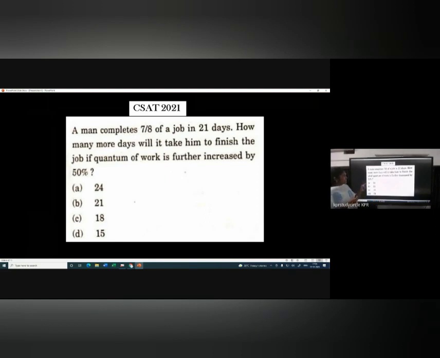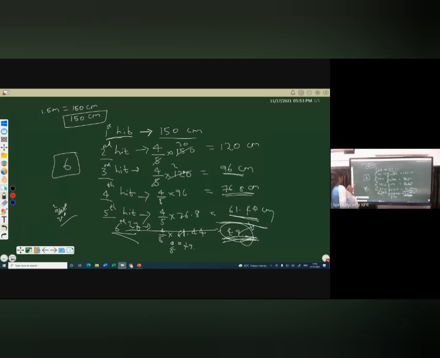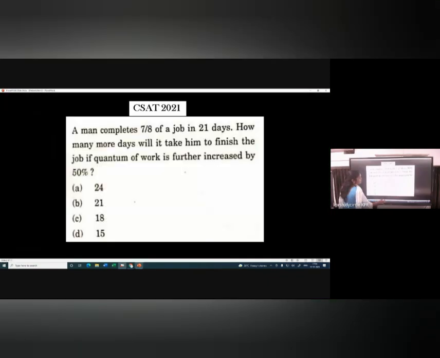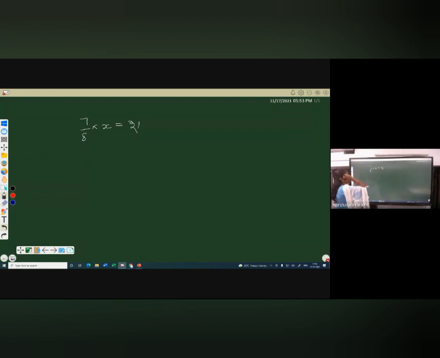How many more days will it take him to finish the job if quantum of work is further increased by 50%? A man completes 7/8 of a job in 21 days. Right? So the total work should get completed in, and this is 8/7, so the total work gets completed in 24 days.